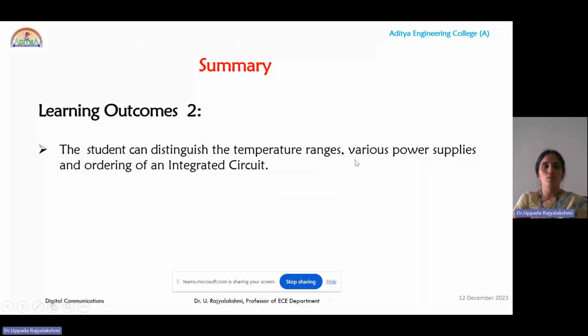So in this module, I think the students have learned the various temperature ranges and the power supplies of an IC, and also the ordering of an IC. By observing the initials, students can recognize the type of manufacturer used. Thank you for listening.